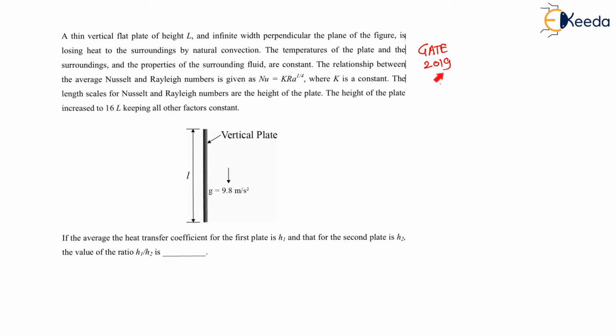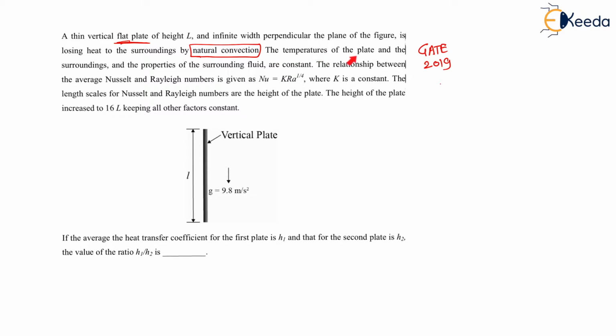So let us understand the question. A thin vertical flat plate of length L and infinite width perpendicular to the plane of the figure is losing heat to the surrounding by natural convection. Here they have mentioned that it is a flow over a flat plate and it is natural convection. Natural convection is nothing but free convection, right?